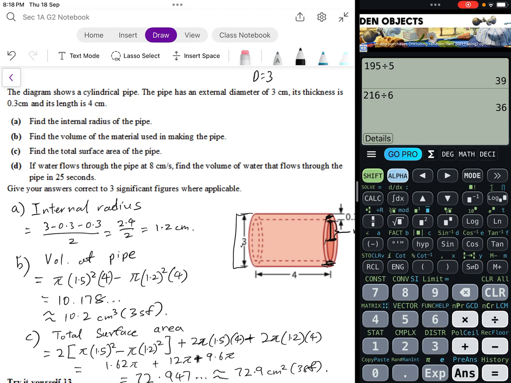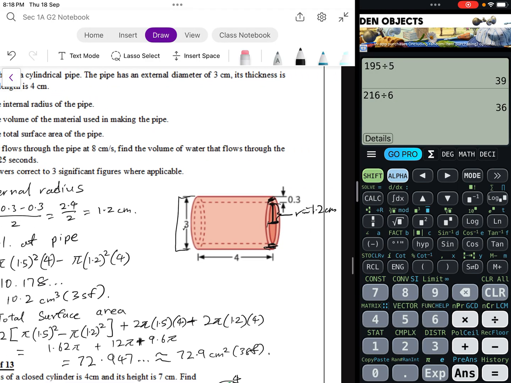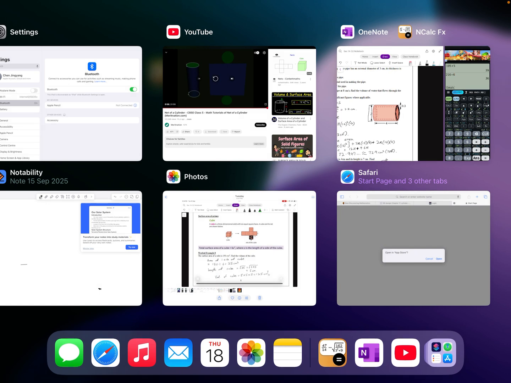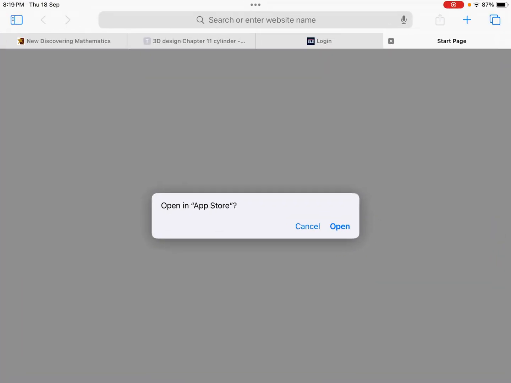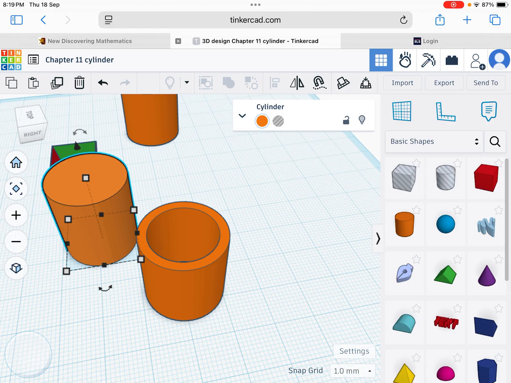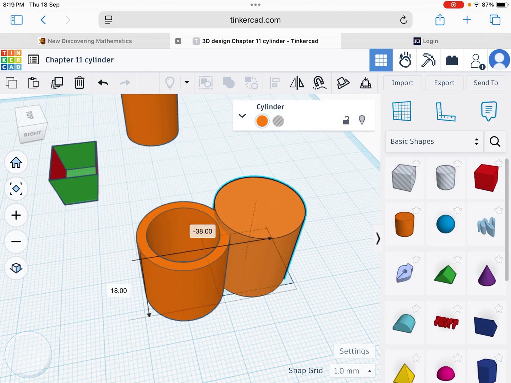Now they ask you the volume of the material used in making the pipe. Now, you need to find this area. So, let me show you how I made a 3D model of this using Tinkercad. I actually made one here. The way to do it is like this.